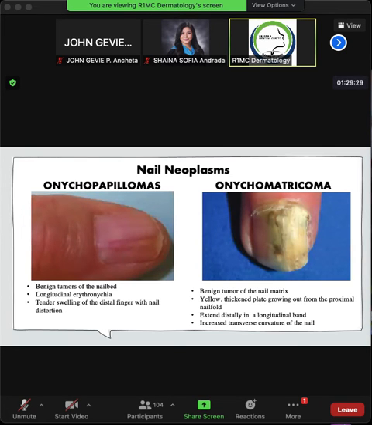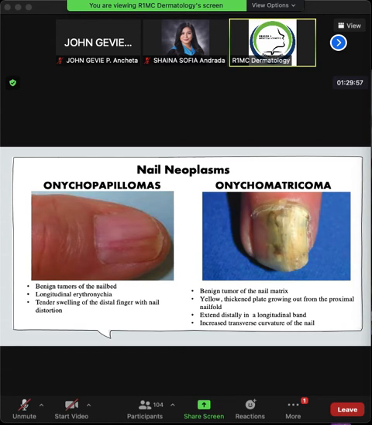Other nail neoplasms may include your onychopapilloma, which is a benign tumor of the nail bed, usually presenting as longitudinal erythronychia, and there is tender swelling of the distal finger with nail distortion and radiographic evidence of solitary lytic changes caused by intraosseous epidermal cysts.